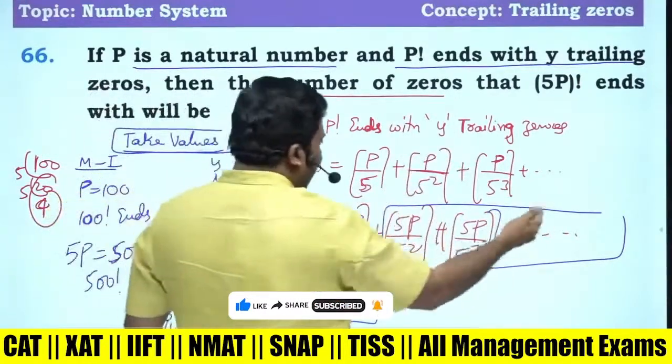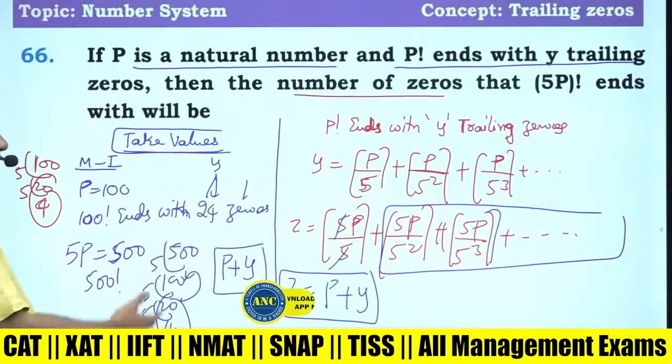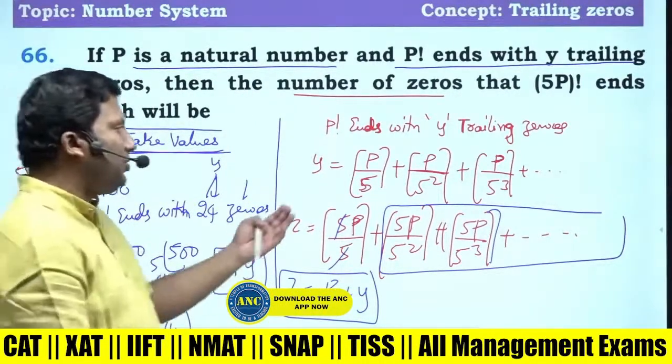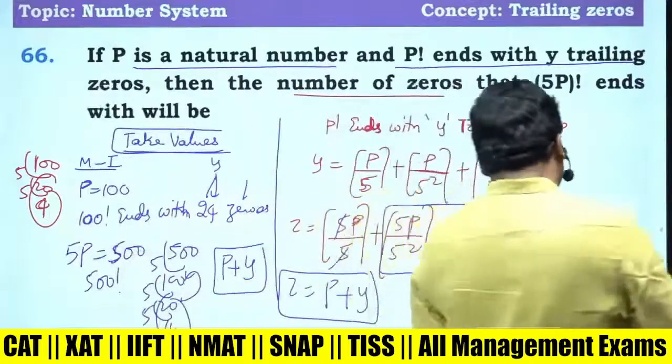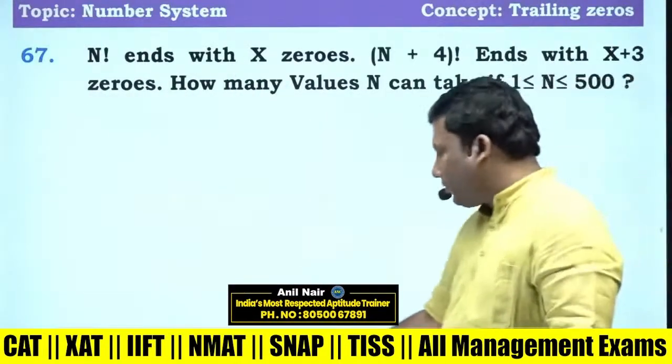This entire expression, call it y. So the answer is Z equivalent to P plus y. Either you can take values or you can use this method. I hope the idea is clear. Now another question.